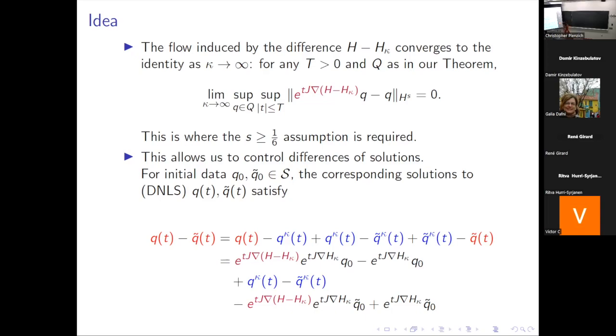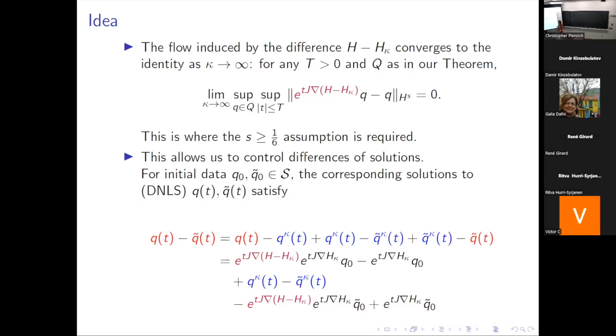Now, how does this allow us to prove global well-posedness for DNLS? It allows us to control differences of solutions. If I take two initial data, Q0 and Q0 tilde, and suppose that Q and Q tilde are the corresponding solutions to DNLS, then I can split this difference as follows. The difference of the two solutions to DNLS, I can split as the difference of the solution to DNLS with initial data Q0 minus the solution to H kappa with the same initial data, plus the difference of H kappa solutions for two different initial data, plus the difference of solutions to the H kappa and to the DNLS equations, again with the same initial data.